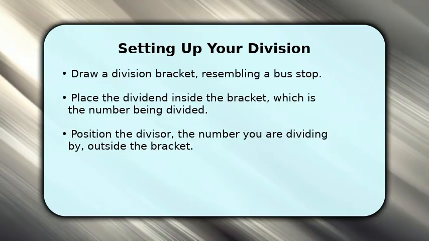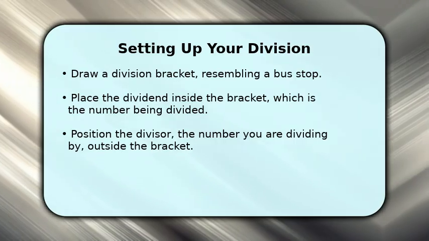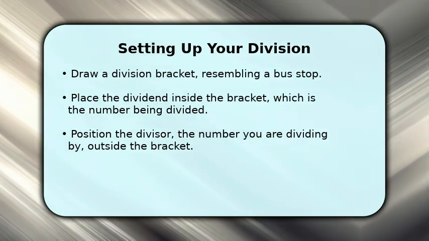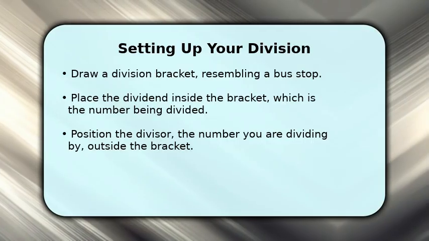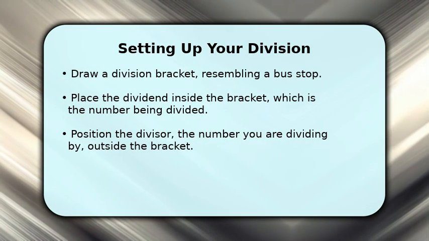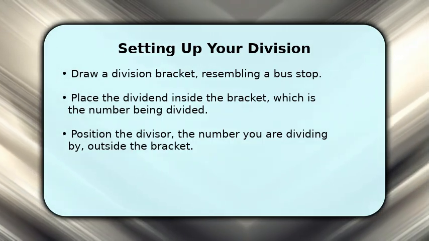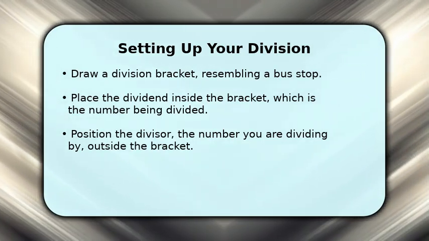First, draw a division bracket that looks a bit like a bus stop. Next, place the dividend, which is the number you are dividing, inside this bracket. Then, position the divisor, the number you are dividing by, outside the bracket to the left. For instance, if you're dividing 84 by 4, 84 goes inside and 4 goes outside.